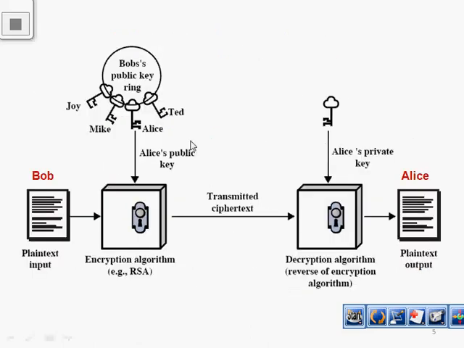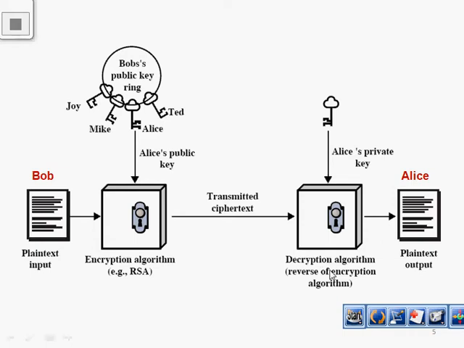See, this is a public key cryptographic system. Now Bob wants to send a secured message to Alice. The plain text is given as input by Bob. Bob takes Alice's public key from the key ring, and the message is encrypted with Alice's public key. The encryption algorithm used is RSA. Now our original message is converted into ciphertext, that means a secured message to be transmitted.